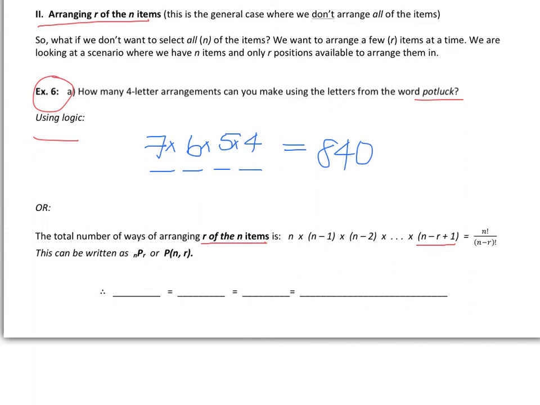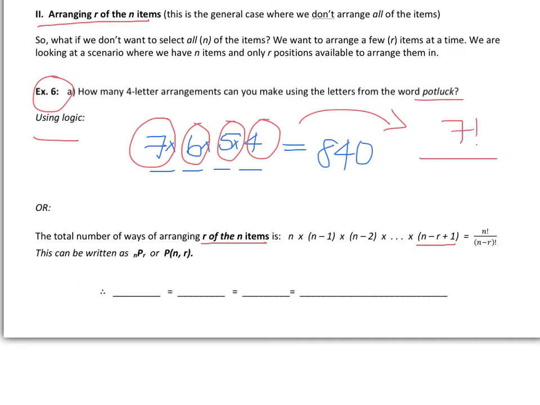Let's take a look back at our potluck example. If I have n things, so in this case 7 things, and I want to arrange them into 4 specific slots, what I really have is just the first 4 terms of 7 factorial. Now how do I actually mathematically write out that I want the first 4 terms of 7 factorial? Well, first you need to start with, of course, 7 factorial.